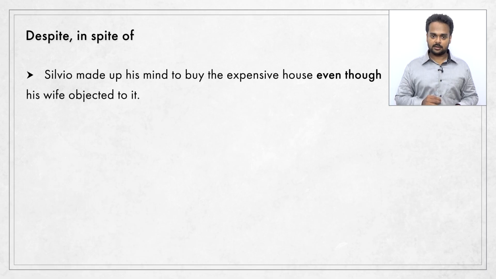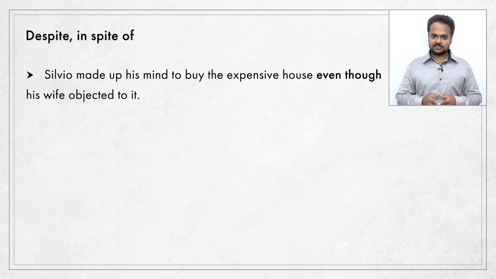Silvio made up his mind to buy the expensive house even though his wife objected to it. Objected means that she said, "No, don't buy the house, it's too expensive." But did Silvio listen? No. He really liked it, so he made up his mind. That is, he made the decision to buy the house, and he wasn't going to change that decision.